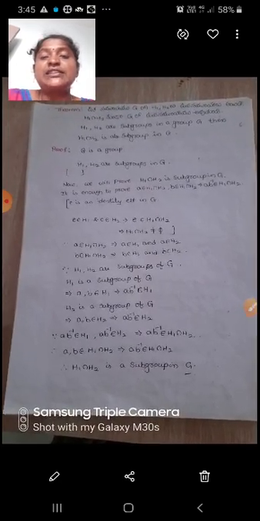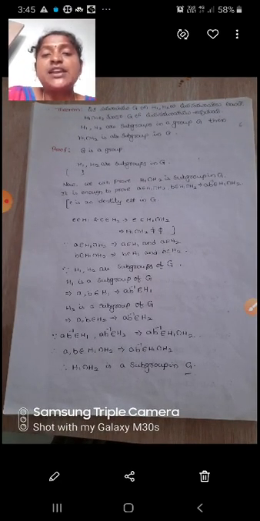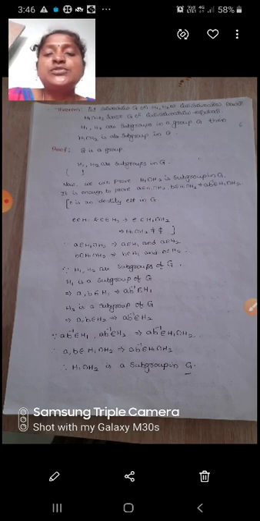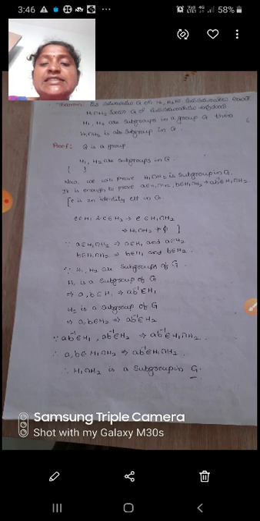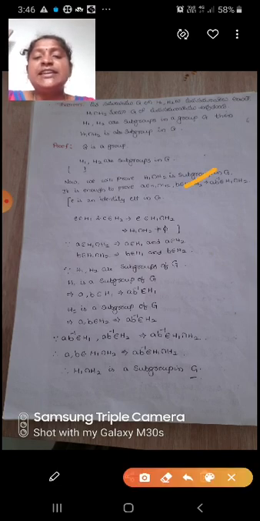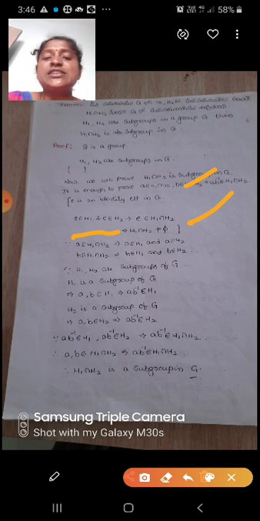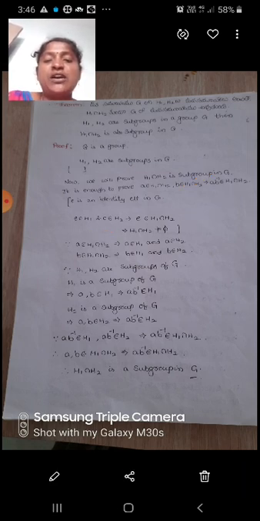So next important theorem. H1 comma H2 are subgroups in a group G. Then H1 intersection H2 is also a subgroup in G. Proof. G is a group. H1 comma H2 are subgroups in G. So E is an identity in G. E belongs to H1 and E belongs to H2 implies E belongs to H1 intersection H2. So therefore H1 intersection H2 is a non-empty set. Now we will prove that H1 intersection H2 is a subgroup of G.